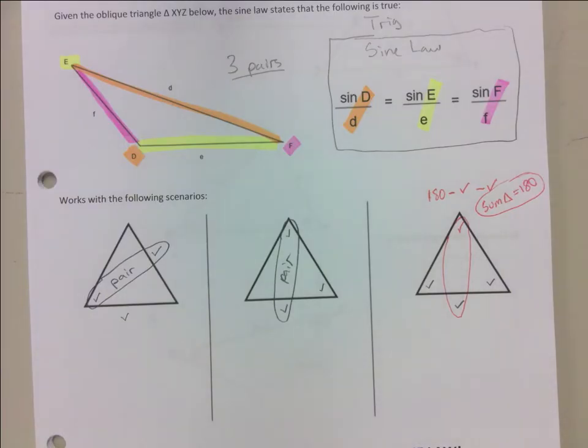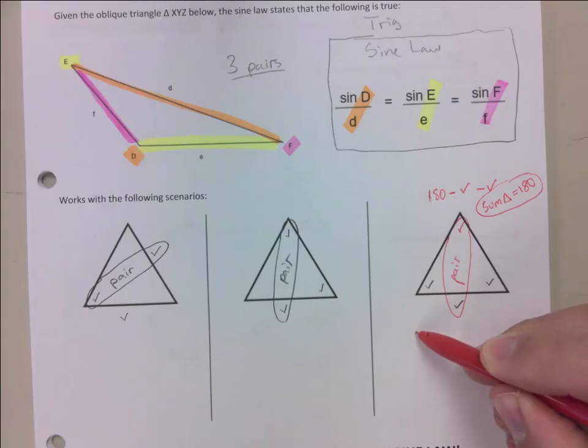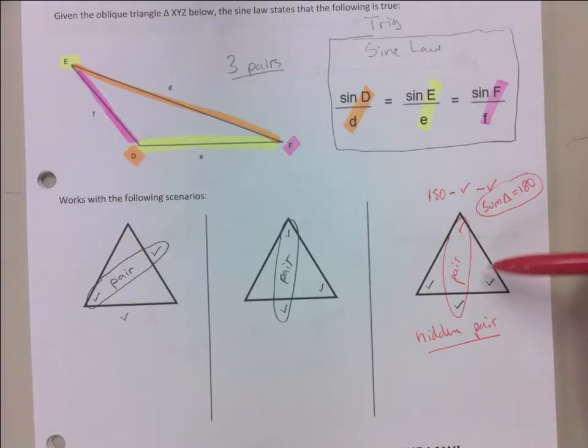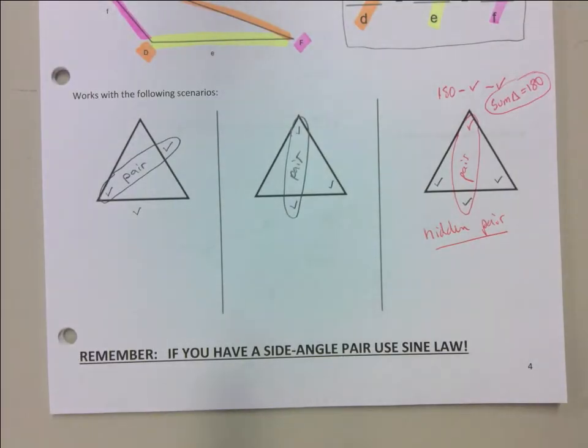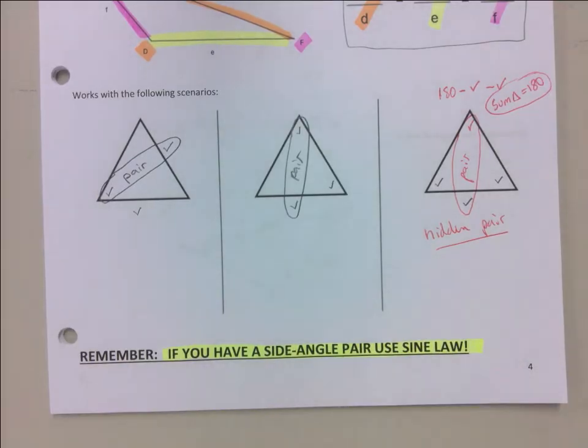So don't despair when you see this one. You still have a pair. Okay. So I call this the hidden pair. What I will suggest to you is this. If you have two angles, find a third one. Just go ahead and find it. It's going to make everything so much easier. Okay? If you have two angles, go find a third one. Boom, you've got a pair. And I will highlight that one big bolded statement at the bottom. If you have a pair, if you have a side angle pair, use sine law. Okay?